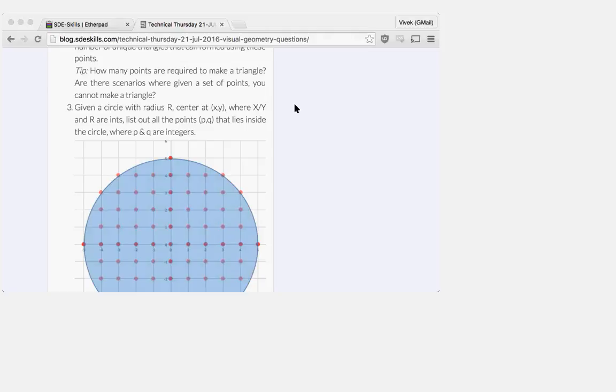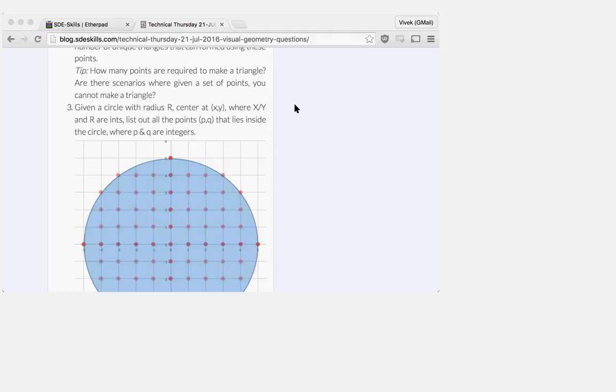I was thinking maybe from the center, we can calculate the diagonal distance for the xy points. Since it's a right angle triangle, if the diagonal distance of the xy point from the center is less than the radius, then they are inside the circle. That is correct.